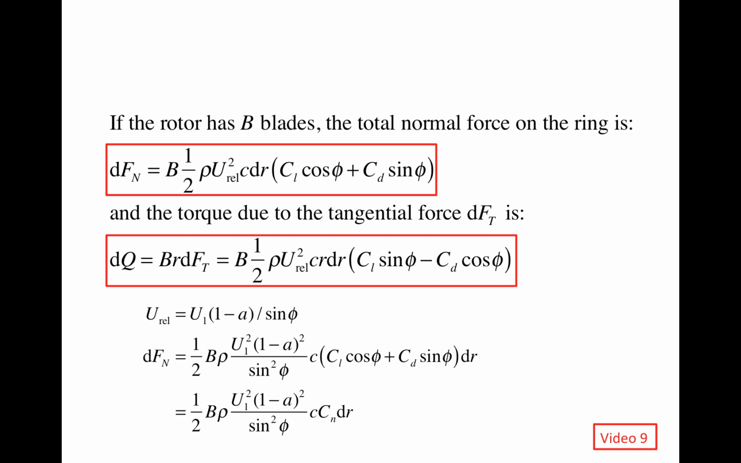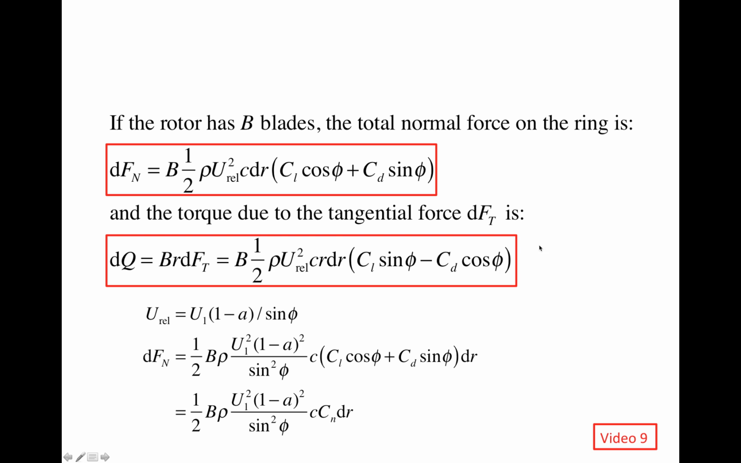In the last video, we obtained an expression for the normal force acting on the airfoil at radius r using the blade element theory. We obtained the normal force by looking at the lift and drag forces acting on the airfoil. The normal force is a superposition of the vertical projections of the lift force and the drag force. And we obtained an expression for the normal force that looks like that.